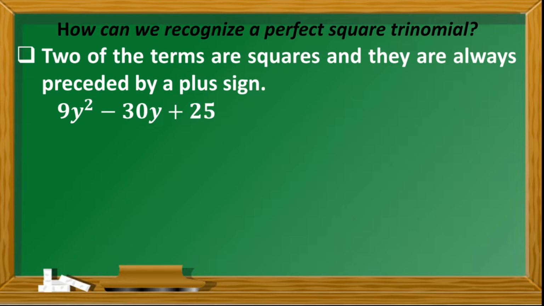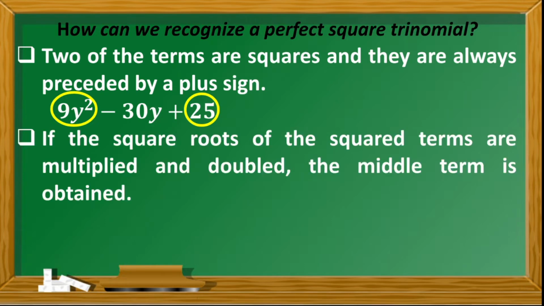Alin ba dito yung two terms na siya ay square? We have 9y squared and 25. They are perfect square. Next is, if the square root of the squared terms are multiplied and doubled, the middle term is obtained. So, ang gagawin daw natin, yung 9y squared and 25, hanapin natin yung kanilang square root. And then, i-multiply natin yung square root nila and then doubled or multiplied again by 2. Dapat ang makukuha natin is yung middle term, which is 30y.